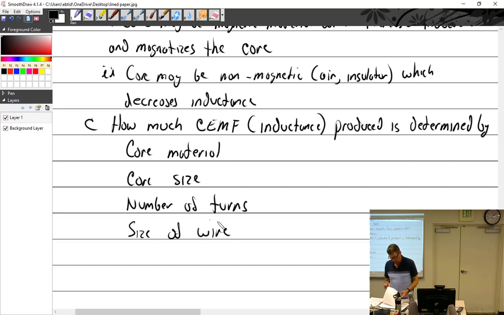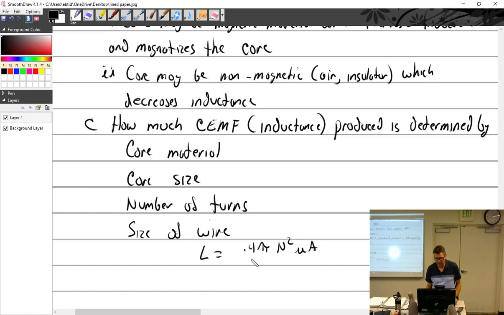Lucky you. I crossed out this whole next half a page. All right. Just so you know, it is determined by the formula where L equals 0.4 pi n squared microamps divided by l, a little l. And number of turns, more inductance.